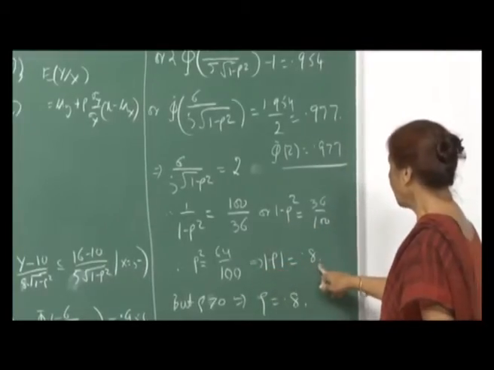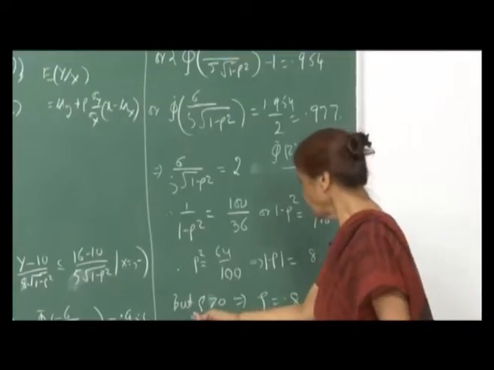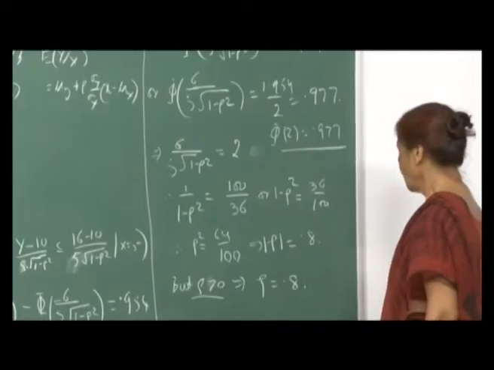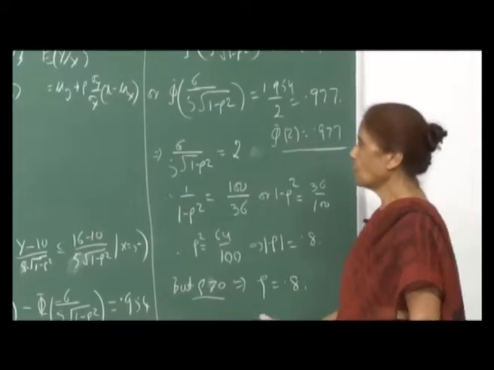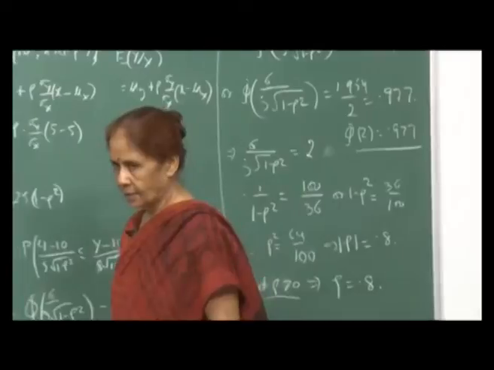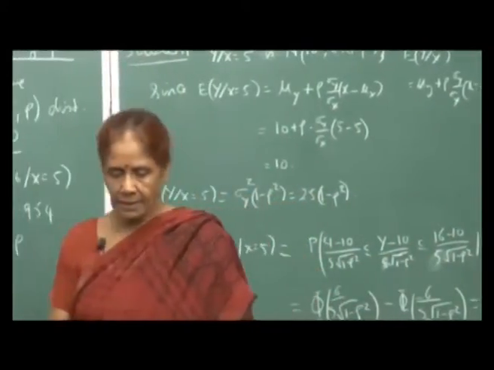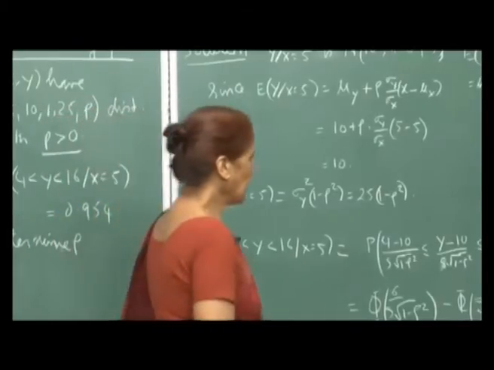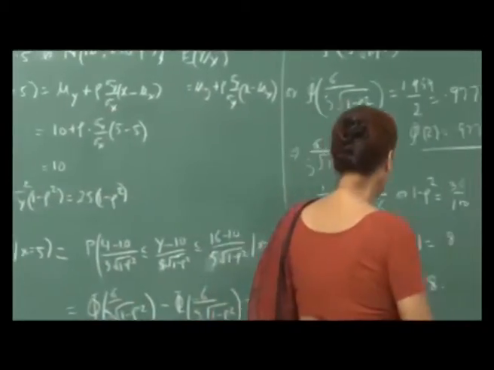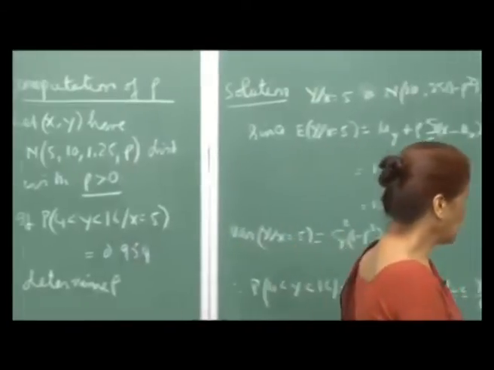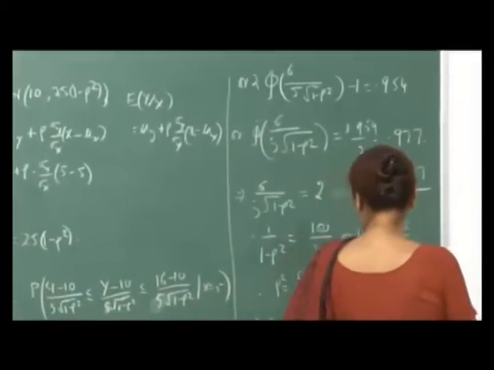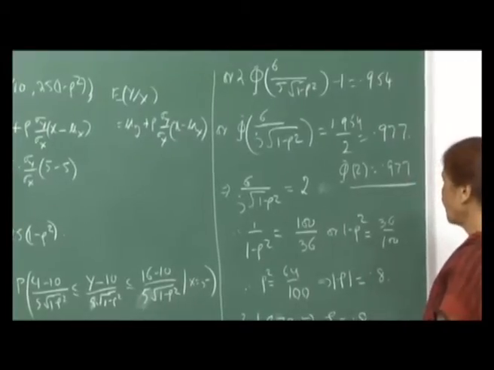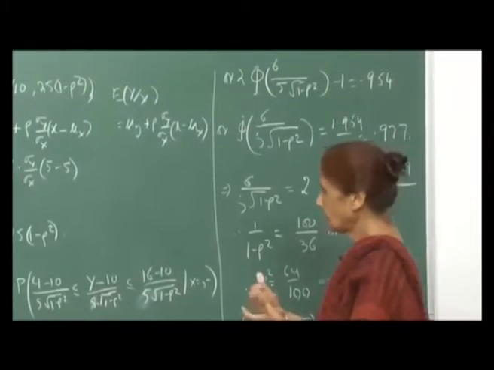So, absolute rho is 0.8, but we are given rho to be positive, and therefore, we will take the positive value from here, which gives you rho is 0.8. So, that means x and y are positively correlated. If rho was minus 0.8, then we would say that x and y are negatively correlated.